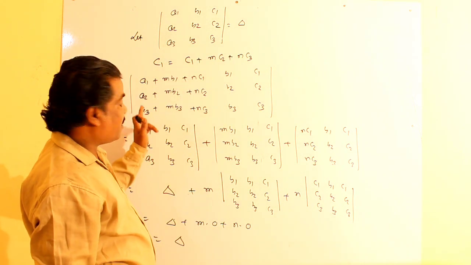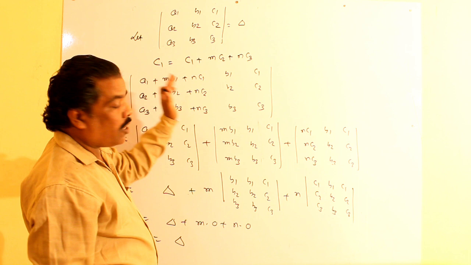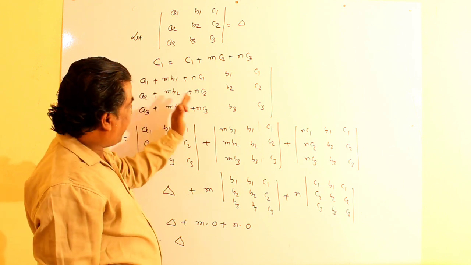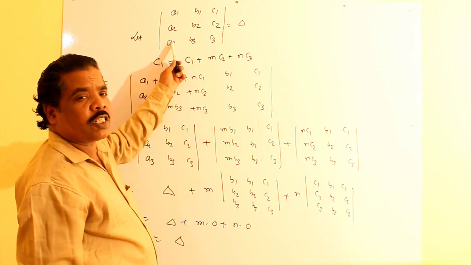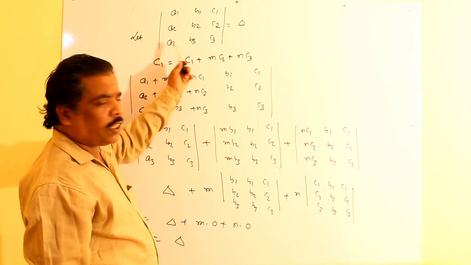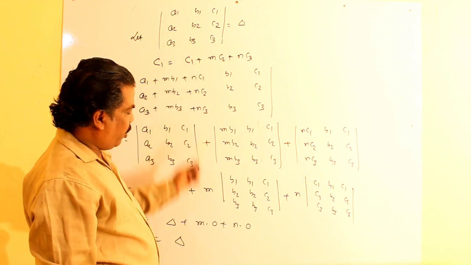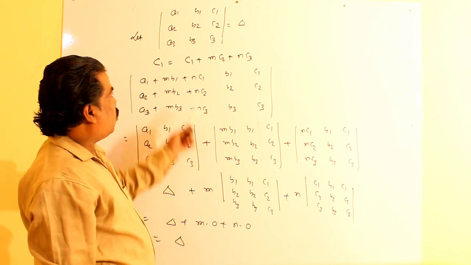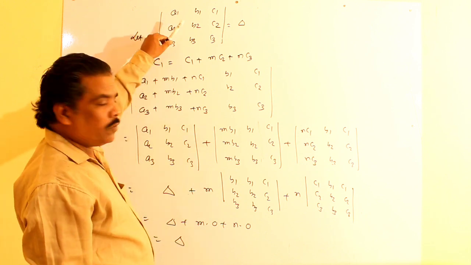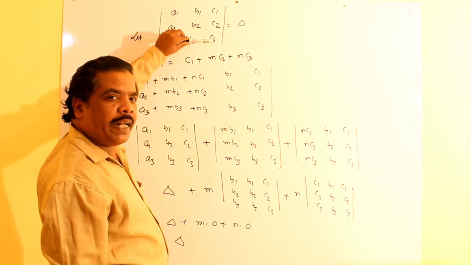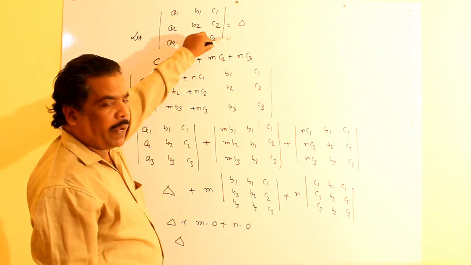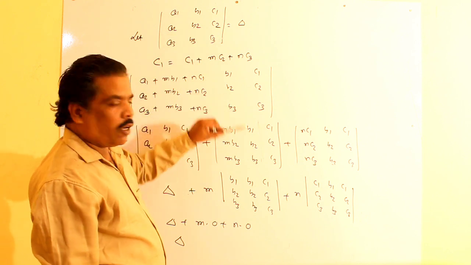If you added any multiple of corresponding columns to a column, then the value remains same. Similarly, if you added row 1 to row 2 or row 3 any times, the value remains same. So the value is unaltered.